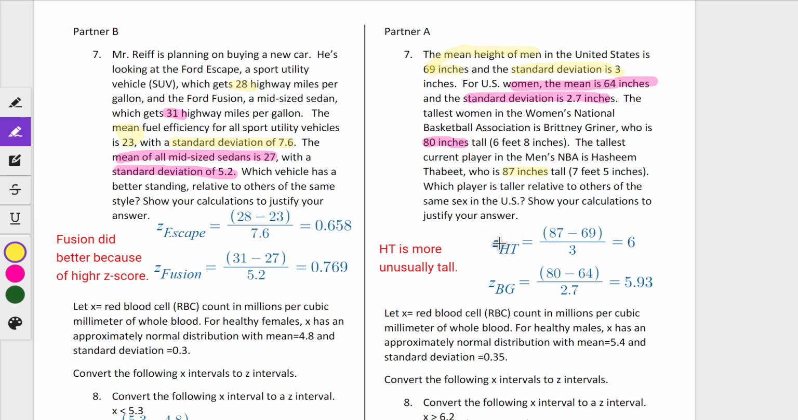So show your calculations. For our yellow, we're going to take that value of 87 minus the 69 divided by 3. Make sure to use a good calculator, because if you go 87 minus 69 divided by 3, you might get a wildly different answer. And then Brittany Griner, we have 80 minus 64 divided by 2.7, so that's 5.93. And it turns out that Hashim is slightly more unusually taller. Not much, but slightly more unusual than Brittany Griner.